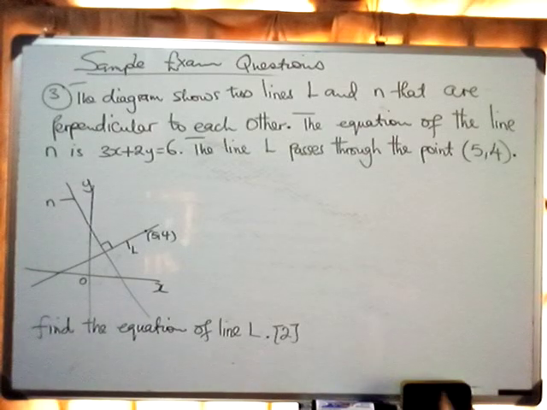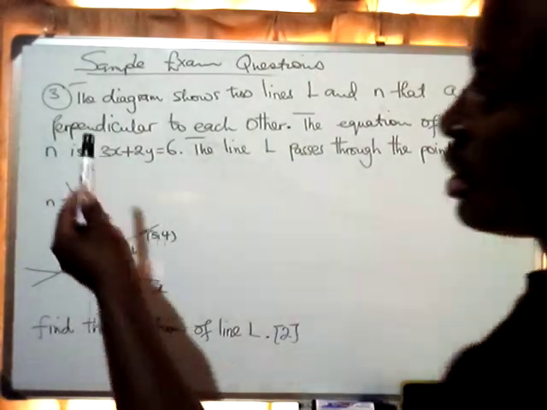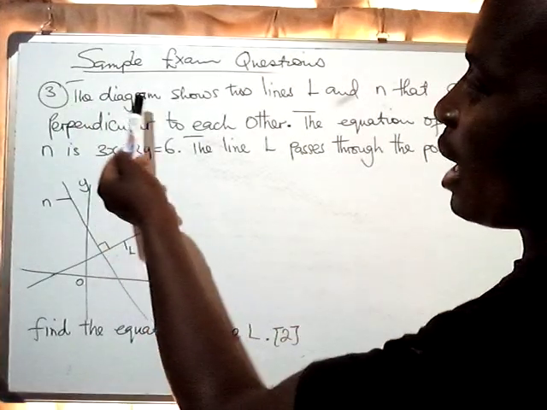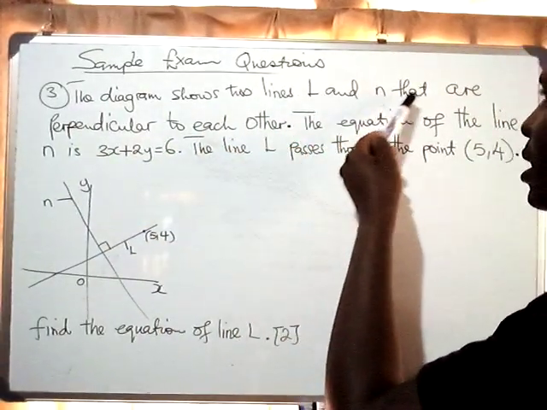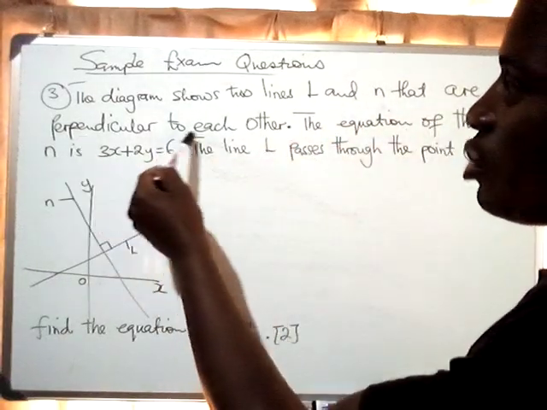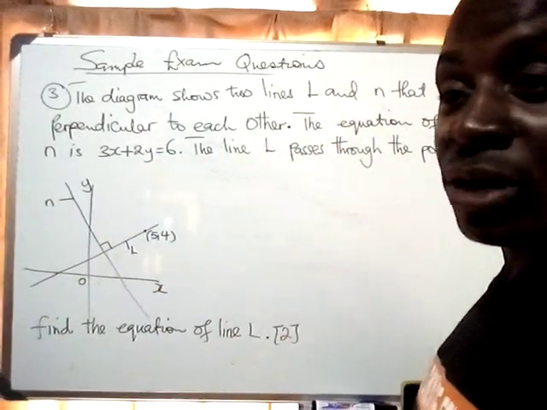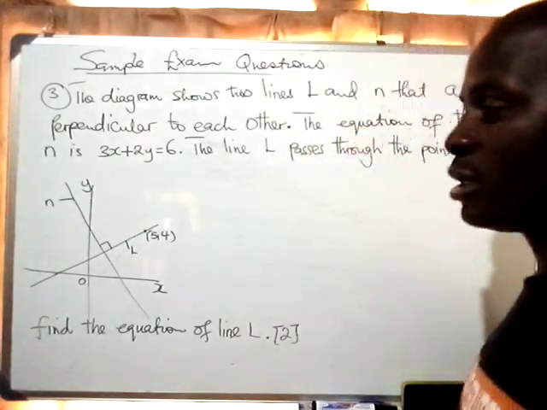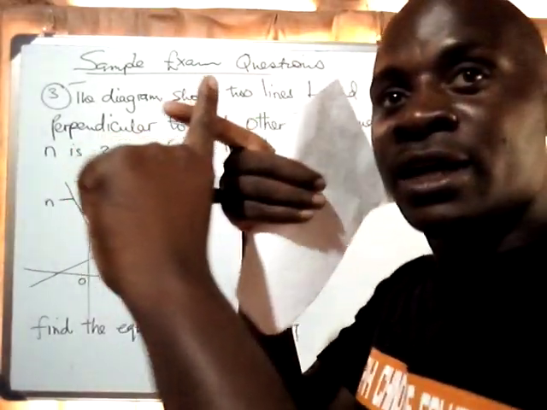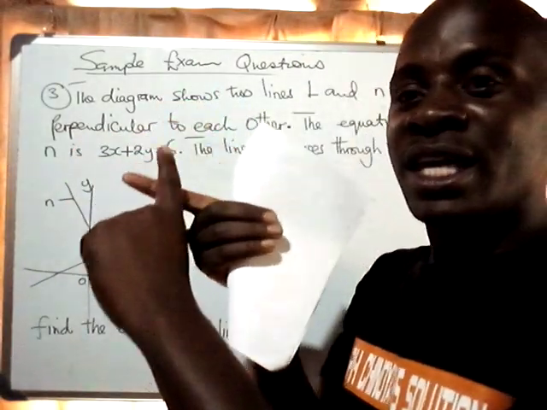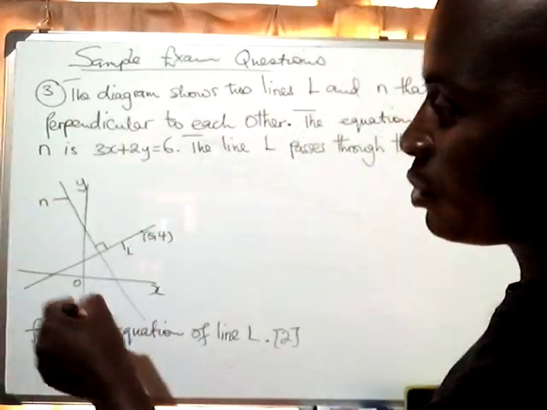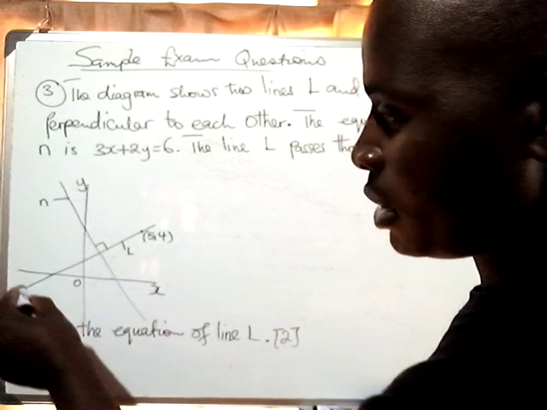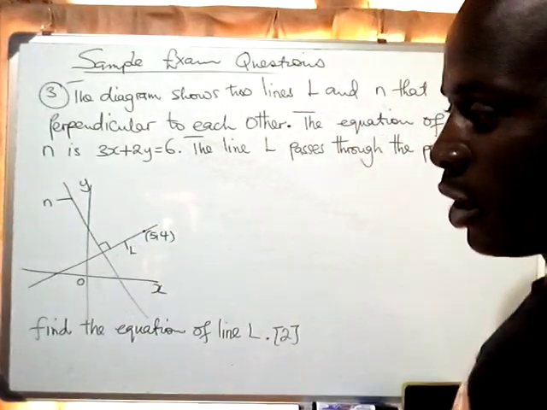So this is our next question. The question reads: the diagram shows two lines L and N that are perpendicular to each other. Remember, when two lines are perpendicular to each other, where they cross each other, they make 90 degrees. Hence this 90 degrees. So we have line L and line N.